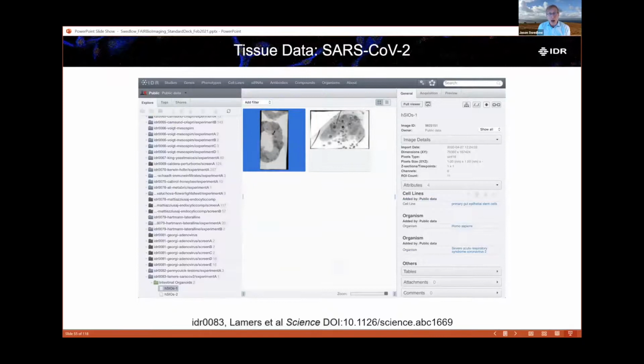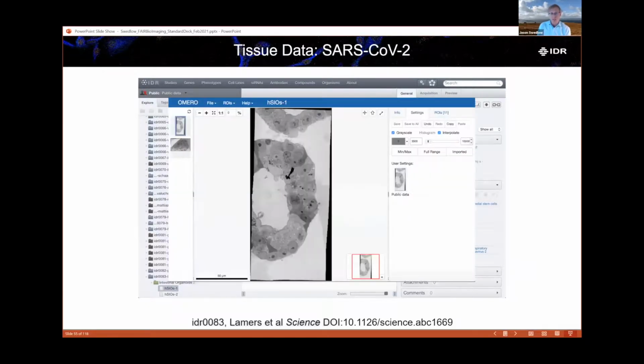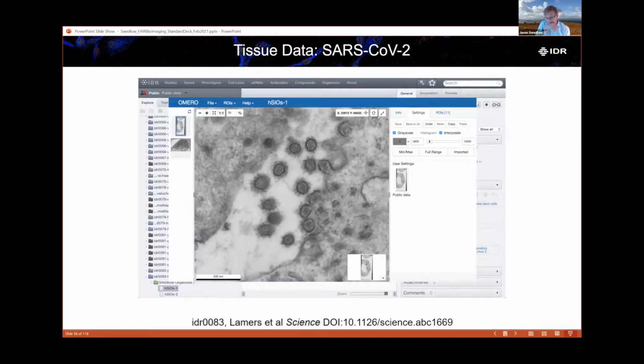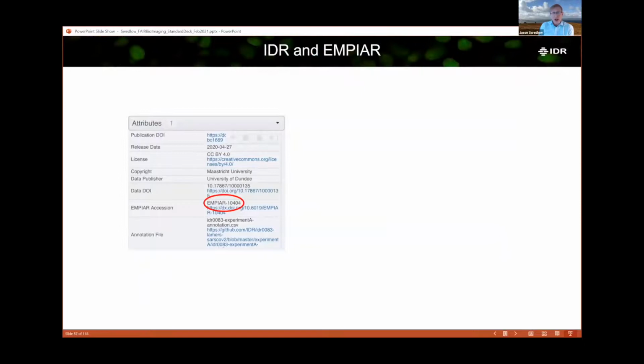It's a tricky time for all of us. It's the SARS-CoV-2 pandemic. Hans Clevers' group has had a very nice paper in May in Science showing the infection of human intestinal organoids with the virus. These are very large EM maps, hundreds of thousands of pixels on a side. All of that is viewable in IDR.